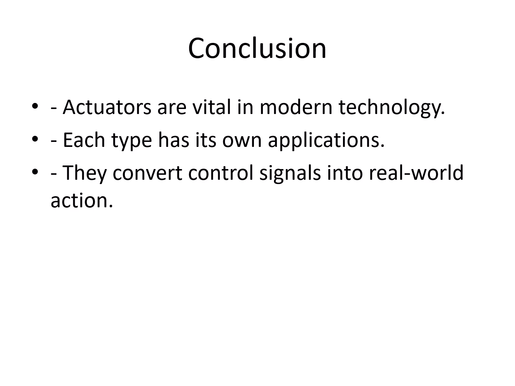Here we come to the conclusion. To conclude, actuators are like the muscles of a machine. They turn signals into real motion, making our world smarter and more efficient. From small gadgets to big machinery, actuators are silently working behind the scenes.